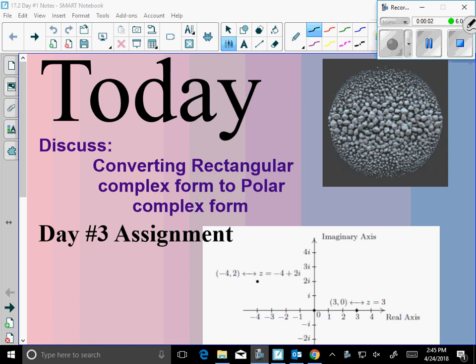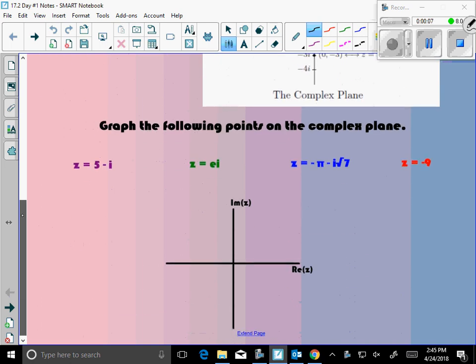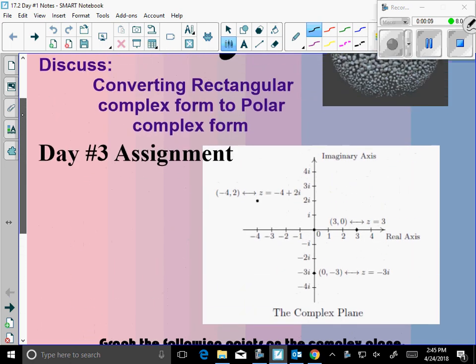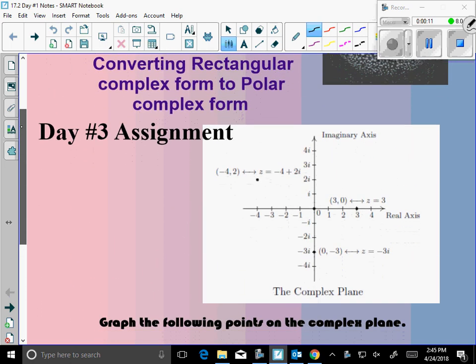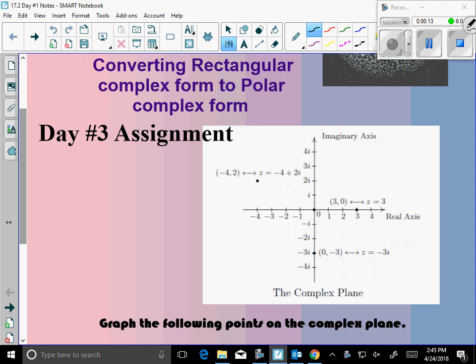All right, folks, here we are. This is 17.2, day number 1. I want to plot a couple of points here. What we're going to be doing today is converting rectangular complex form, such as this. Here's rectangular complex form. Let's say 1 plus i. And we're going to convert that to polar complex form.